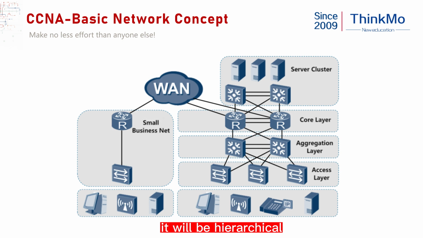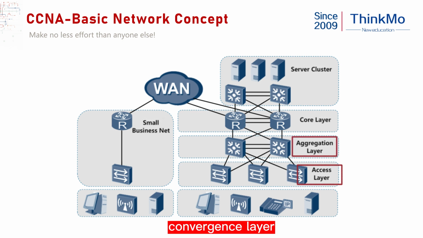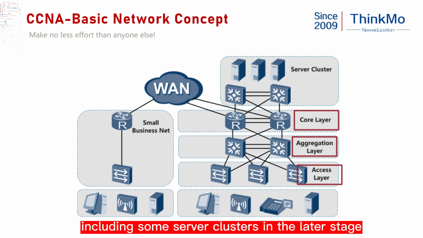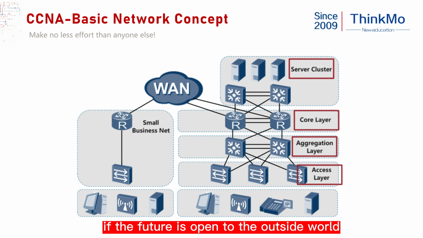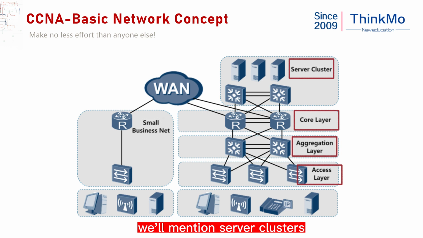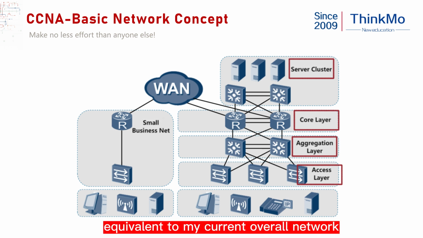it will be hierarchical. What levels? You can see it written here. Access layer, convergence layer, core layer, including some server clusters in the later stage. If in the future it is open to the outside world and I want to provide some access services, we'll mention server clusters. But for now everyone just needs to know there are some servers inside that I will join in the future. The scale of my overall network is relatively large.